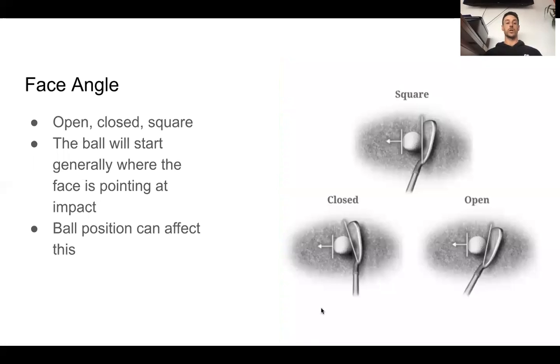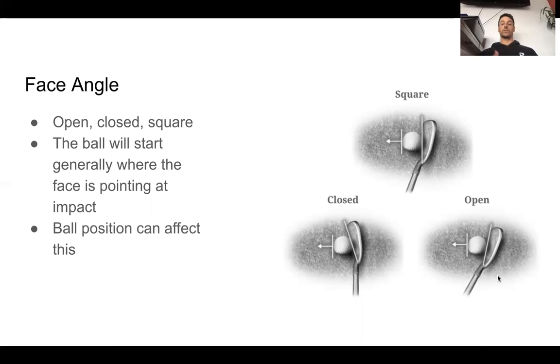So face angles, the three face angles that we've got are going to be square, closed, and open. Open, closed, square, all represented here, if we presume that this line pointing straight ahead is going to be pointing directly at our target. We can see if we square the face up to that, we've now got a square club face. If we close the face relative to that, it's a closed face. If the face is going to look here, it's going to be an open club face.